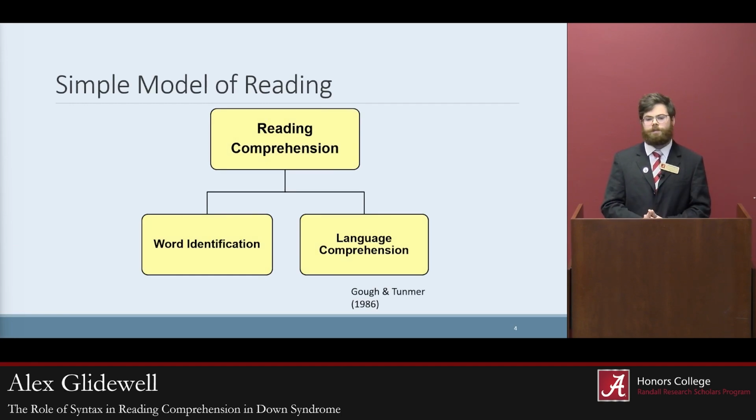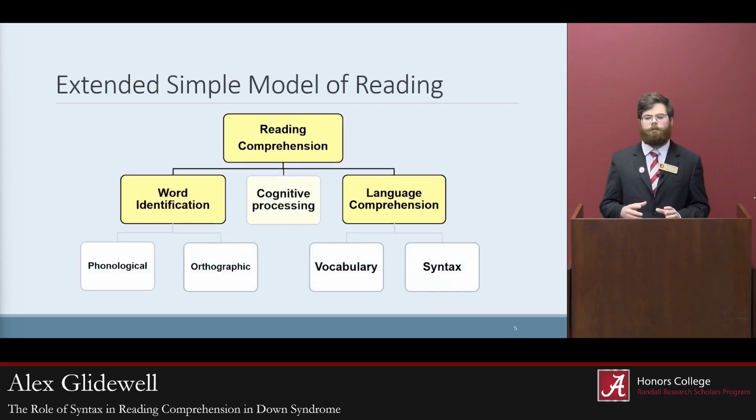So when discussing skills in reading comprehension, this study references the simple view of reading model that was proposed by Gough and Tunmer in 1986. Now, this model proposes that reading comprehension is the summation of two major skills: word identification, which is the ability to recognize printed words, and language comprehension, the ability to understand the meaning behind the printed words.